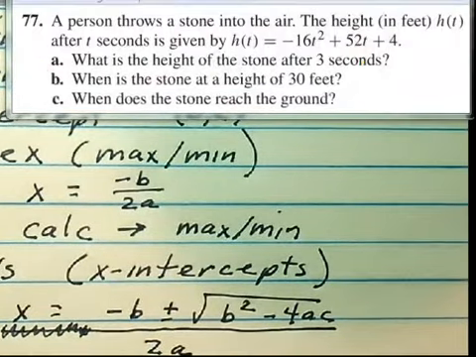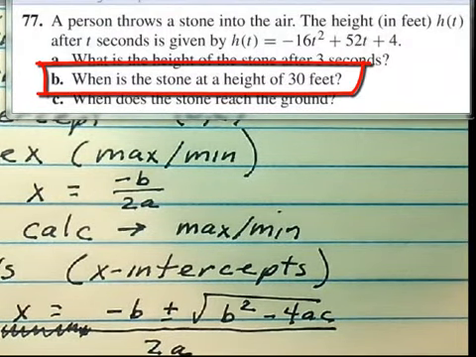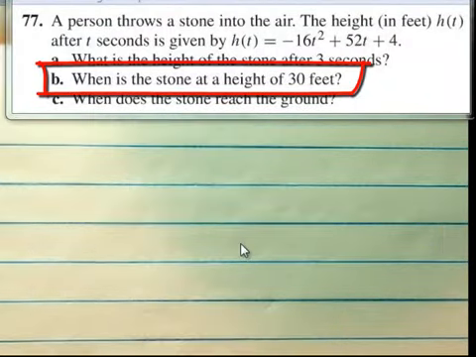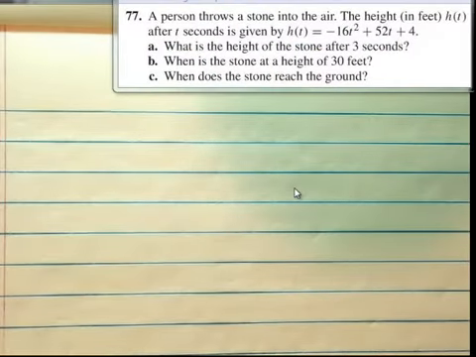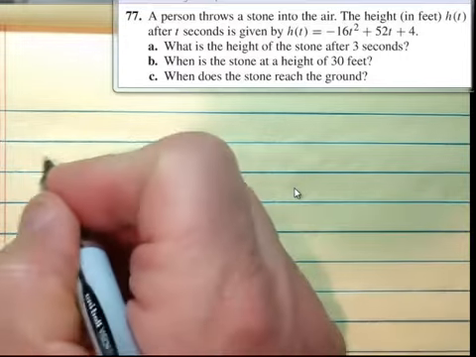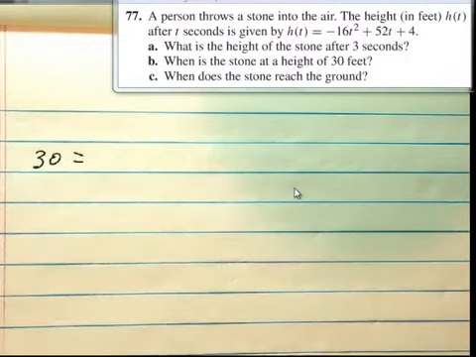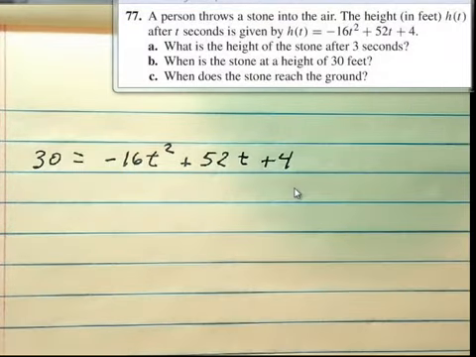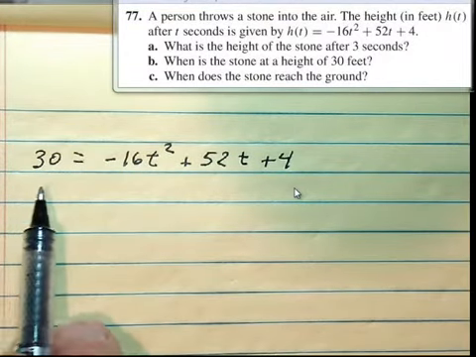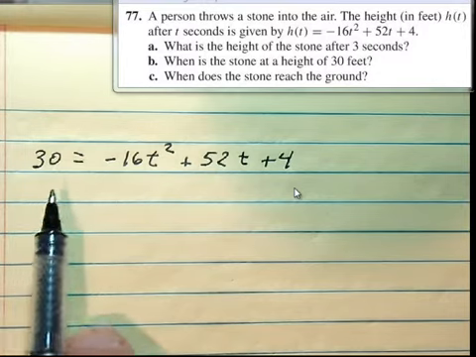So what does that mean when we have a height of 30? B is saying that the y value is 30. Find the height when it's 30. So we have 30 equals the equation. To solve that, we have to have it equal 0. That's why it says find the zeros.